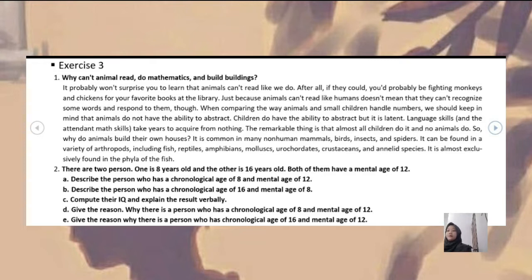When comparing the way animals and small children handle numbers, we should keep in mind that animals do not have the ability to abstract. Children do have the ability to abstract, but it's latent.